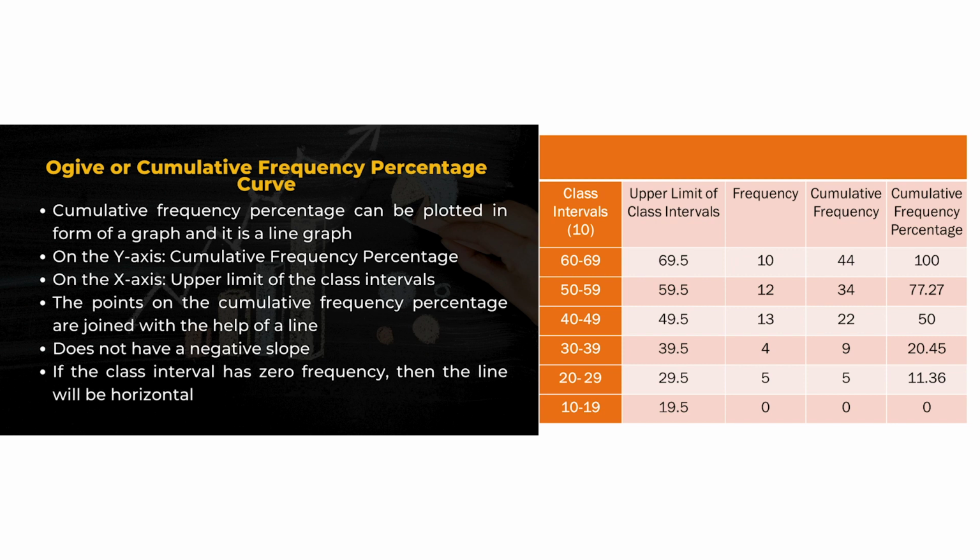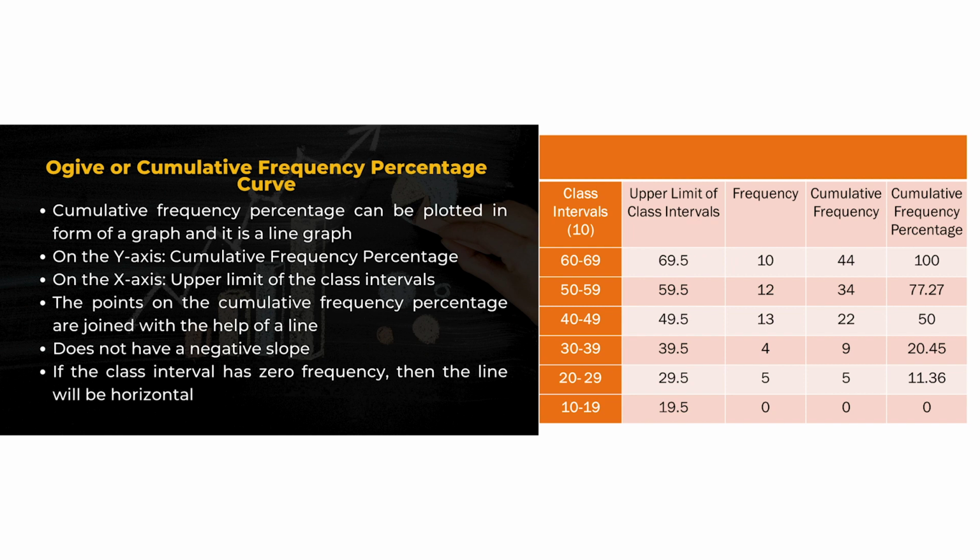So for the 50-59 class interval, it will be 77.27. For the 40 to 49 class interval, we have 13 frequency. So we know that the cumulative frequency here is 22. So that is just half of 44, and it comes to 50%, right? So this way we are going to calculate this category, that is the cumulative frequency percentage, and accordingly we are going to tabulate it, right?